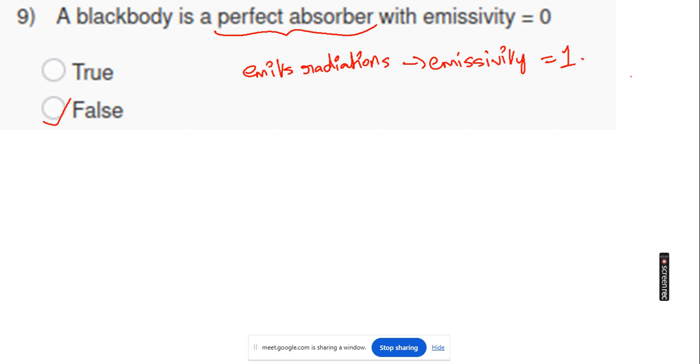The emissivity of Earth, right? Okay, I'm not sure about the value of Earth's emissivity, but generally I can say it is ranging between 0.5 to 0.99.